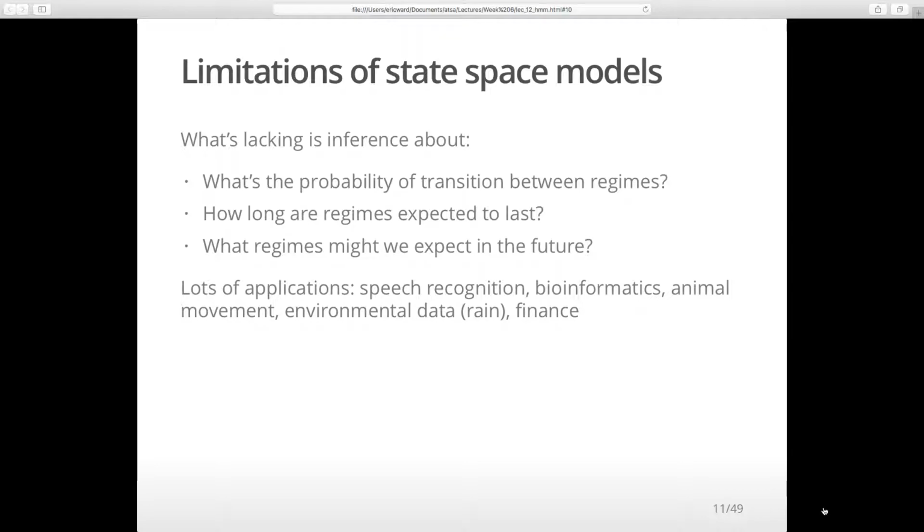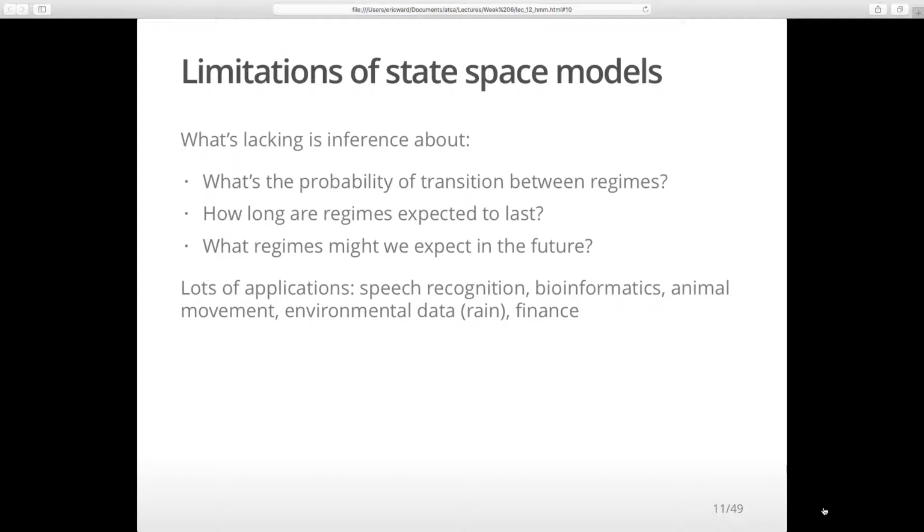So just to recap what I just said, what the univariate state space application is lacking here is that we can't estimate from the output of that model the probability of transitioning between state 1 and state 2. We also can't estimate things like how long each of these regimes might be expected to last. If we're in a cool regime or in state 1 now, how long is that likely to continue? We also can't do anything about forecasting what kinds of regimes we might expect in the future, especially under different levels of covariates, for example.